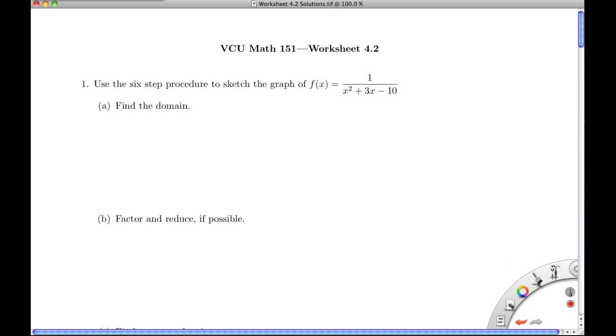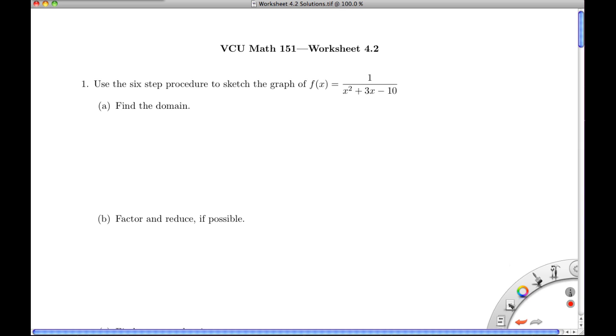Hey everybody, so these are the solutions to Worksheet 4.2. We're getting into graphing rational functions, which is sort of an extension of the last worksheet that we did in 4.1. So we'll be doing a lot of the same things, except here we're going to have a goal of actually sketching the graph ourselves rather than having to look and interpret the graph that we get from our graphing calculator. So the 6-step procedure sort of goes like this.